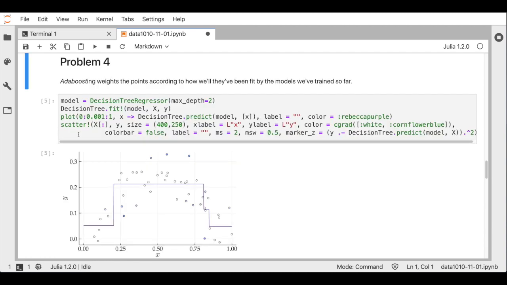So AdaBoosting, unlike bagging, is not readily parallelizable. We're going to fit a model and then we're going to fit the second model based on how that first one did, and then a third one and a fourth one and so on.